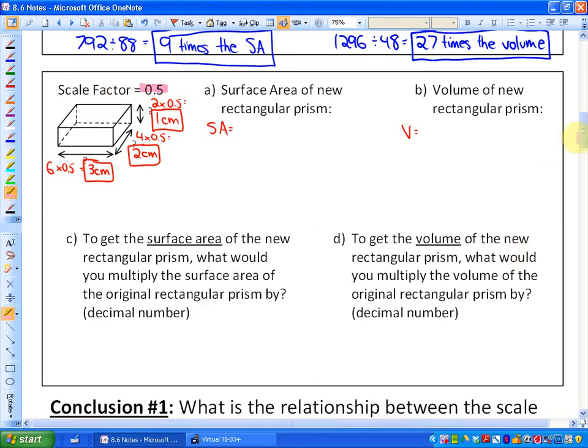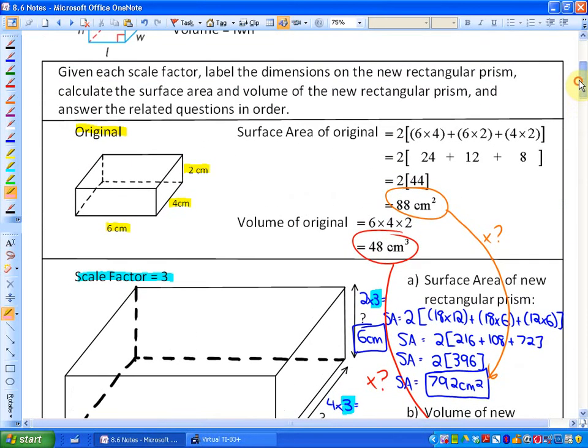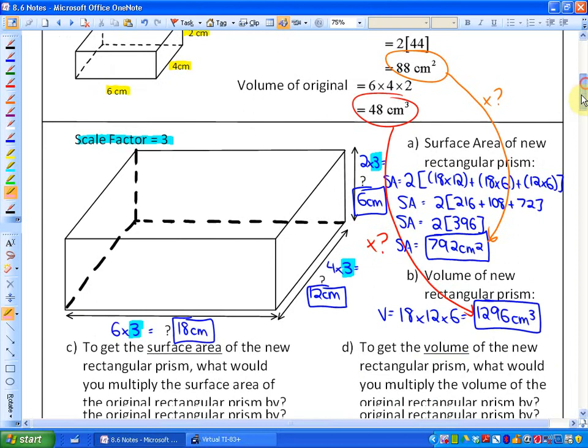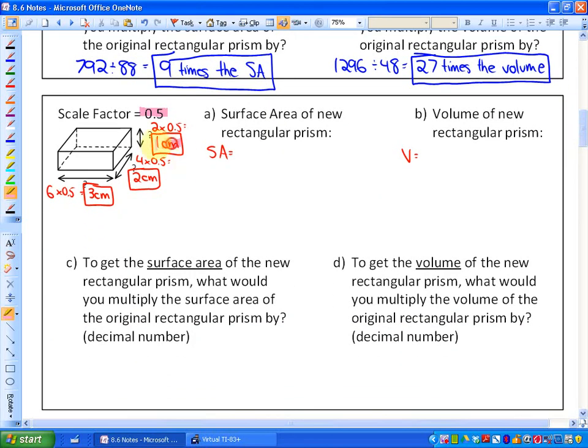So we're taking the original shape, which is this one here, and making all the measurements half the size. So instead of 2, 4, and 6, you'll see that it is 1, 2, and 3. So I've done that part here. 1, 2, and 3. The surface area of this particular rectangular prism is 2 times length times width, so that's 3 times 2, plus length times height, so that's 3 times 1, plus width times height, which is 2 times 1.